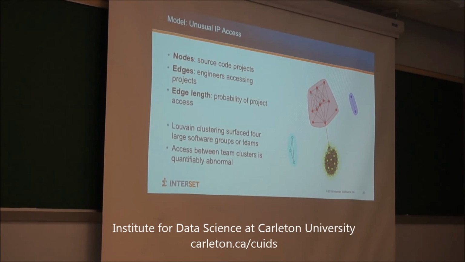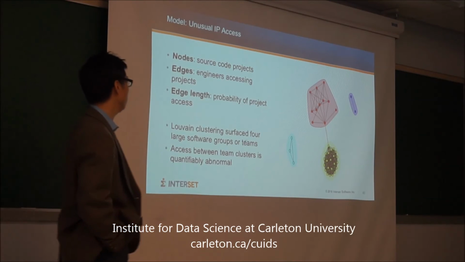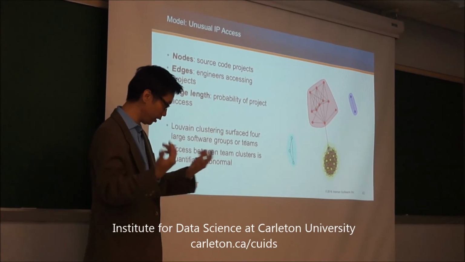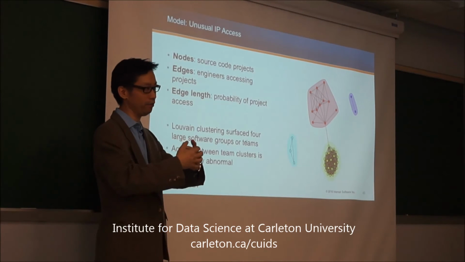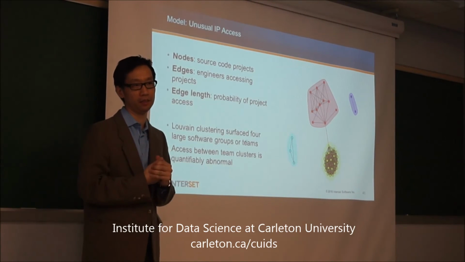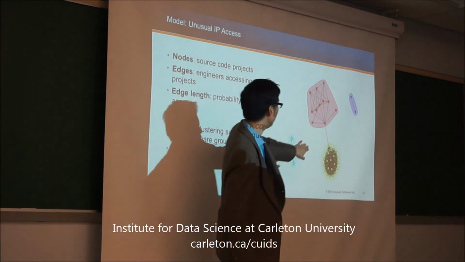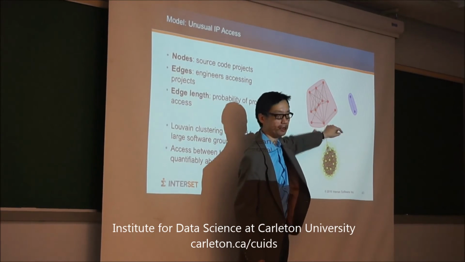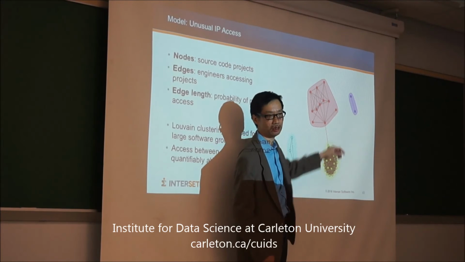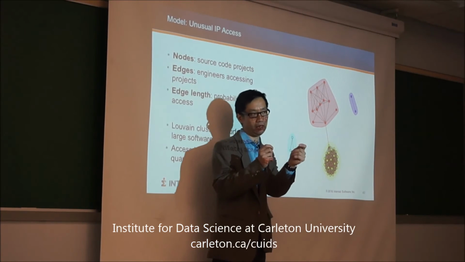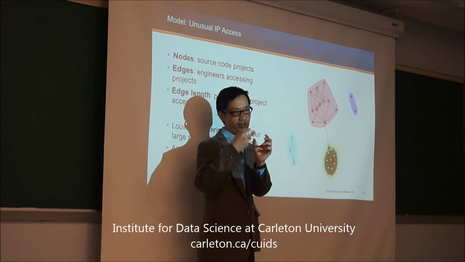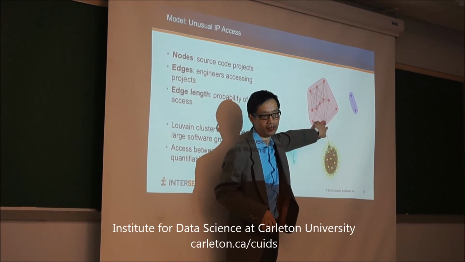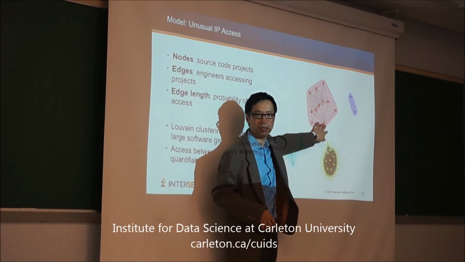This one's a little bit cooler. What we did here is we took all the access patterns for all the engineers, across all of these source code projects, and we just basically clustered it. Every node here represents a different source code project. Every edge represents a different set of engineers. The length of the edge, we set to basically how normal it is for that set of engineers to be accessing the two source code projects that are connected to the edge. Does that make sense? Okay.